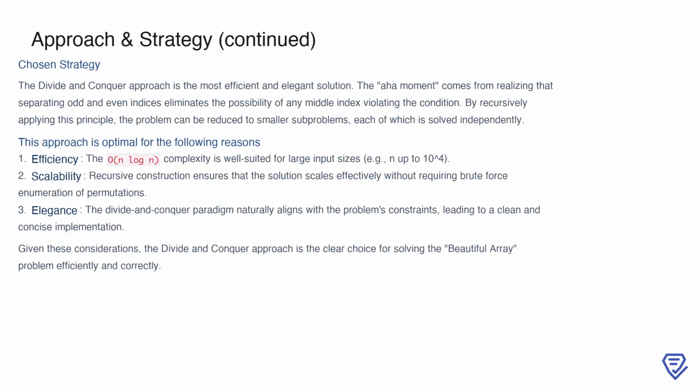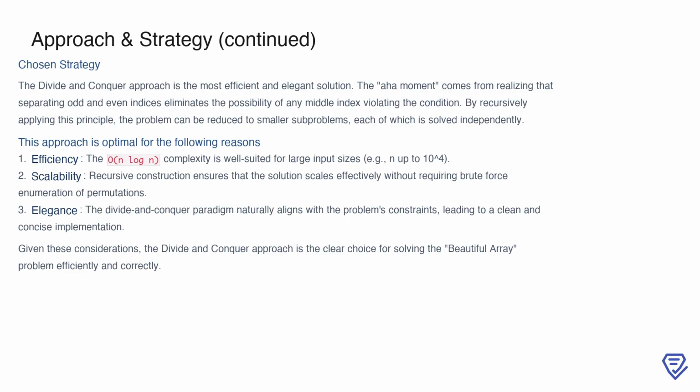The divide-and-conquer approach ultimately emerges as the most efficient and elegant solution to the problem. The key realization is that separating the array into odd and even indices inherently avoids any potential violations of the middle index condition. By recursively applying this principle, the problem is broken down into smaller subproblems that can be solved independently. This strategy offers several advantages.